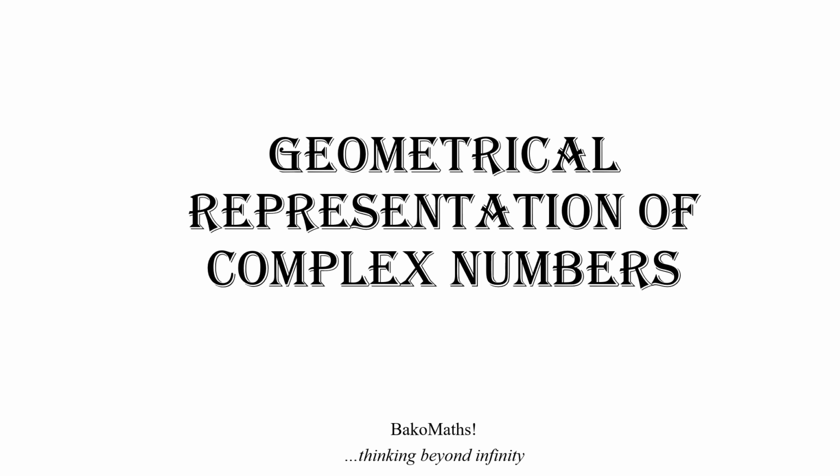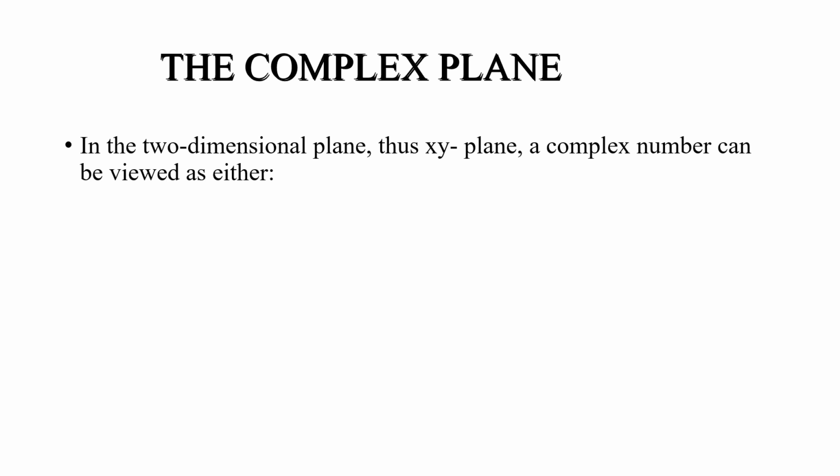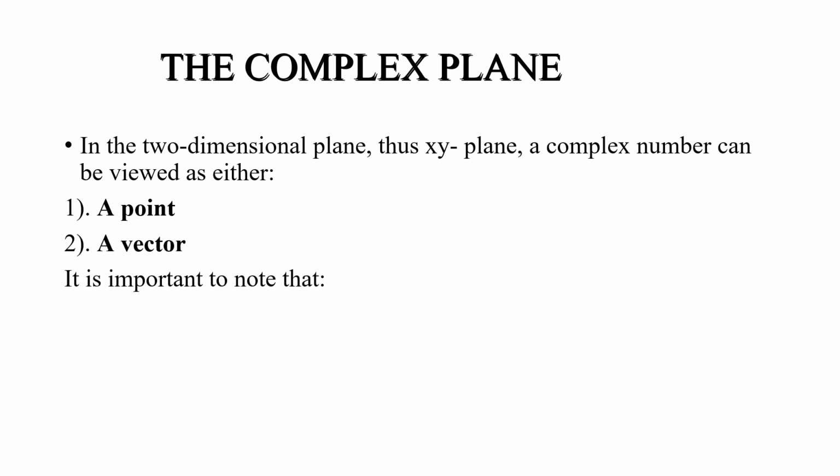Let's get started. And so we'll start with the complex plane. In the two-dimensional plane, that's the XY plane, a complex number can be viewed as either, one, a point, and two, a vector. It is important to know that when working with complex numbers, we use a special version of the Cartesian plane called the complex plane.